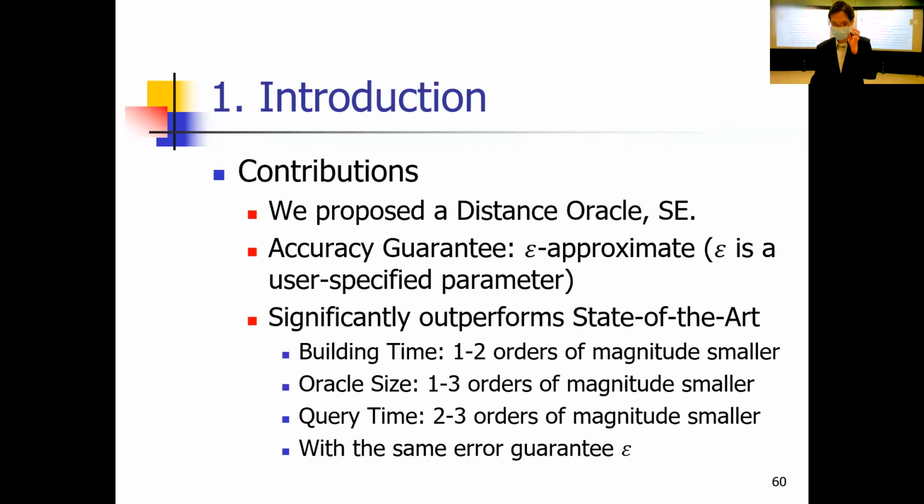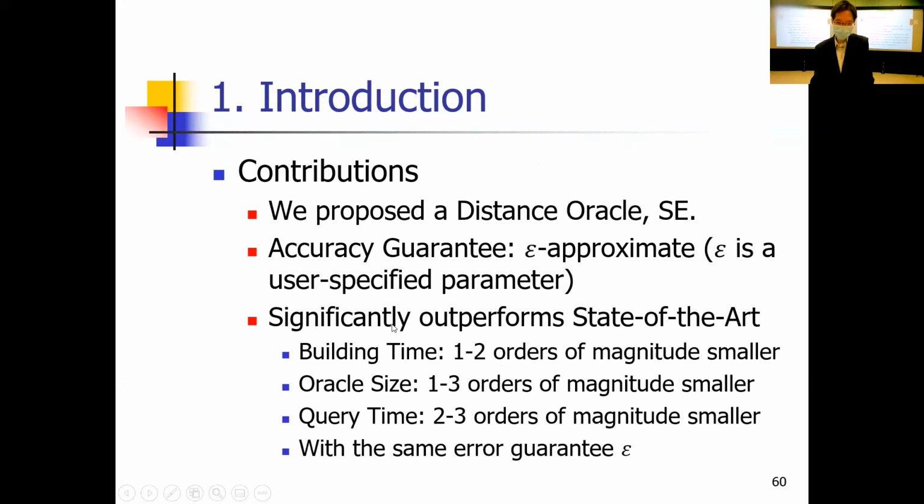Now, let me talk about the contribution of this second paper. We propose a distance oracle, SE. Actually, this stands for space efficient. And we have the accuracy guarantee, which means epsilon approximate. Epsilon is a user specified parameter, which means that our distance should be bounded by epsilon. And this is our contribution.